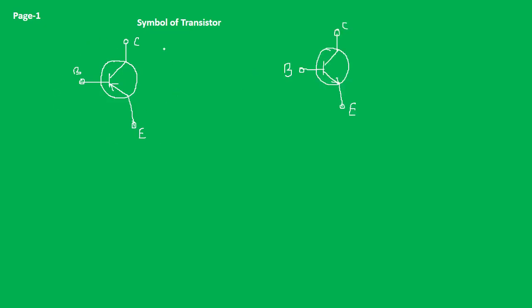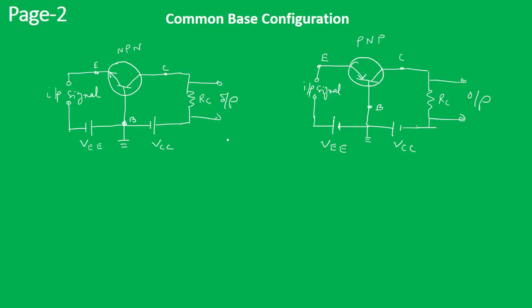So this is for the PNP transistor and the NPN transistor, and we have seen that if we want to use this transistor in a circuit, then we can have three different types of configurations. In our previous lecture we have seen these three types: common base configuration, common emitter configuration, and common collector configuration. In this lecture we are going to elaborate the common base configuration.